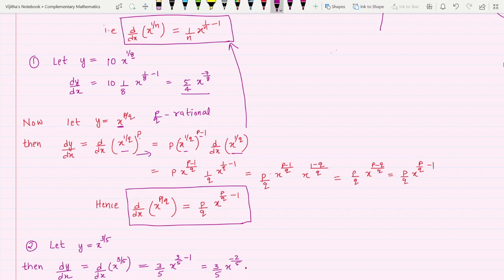Now if you simplify, this is p by q. Now x raised to a into x raised to b is nothing but x raised to a plus b. So if you apply here, you will get x raised to p minus 1 by q plus 1 minus q by q. And the 1 gets cancelled, so it is p minus q by q. So we have p by q x raised to p by q minus 1. So it means that the power rule is valid. That is, derivative of x raised to p by q is nothing but p by q x raised to p by q minus 1.